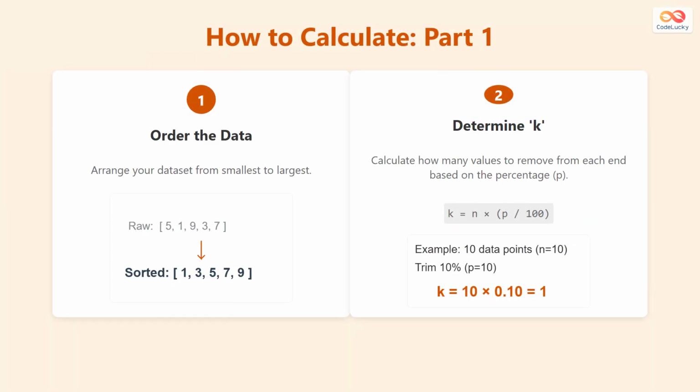Calculating it is straightforward. Step 1 is to order your data from smallest to largest. You cannot skip this step. Step 2 is to determine your K value. K is the number of data points you need to remove from each end. You calculate this by multiplying your total number of items by the percentage you want to trim.